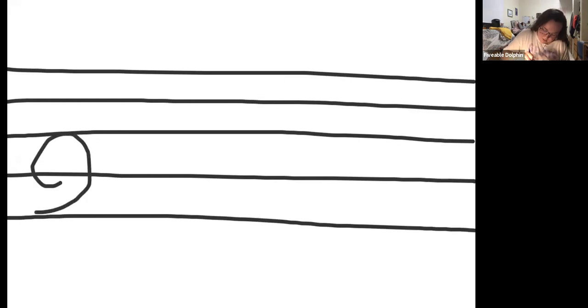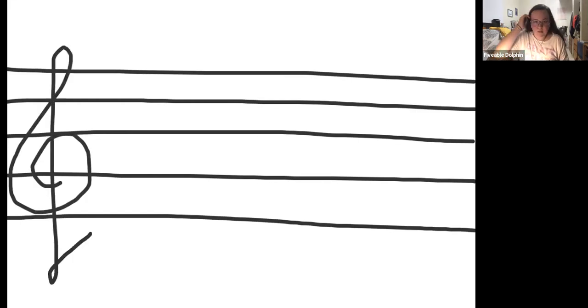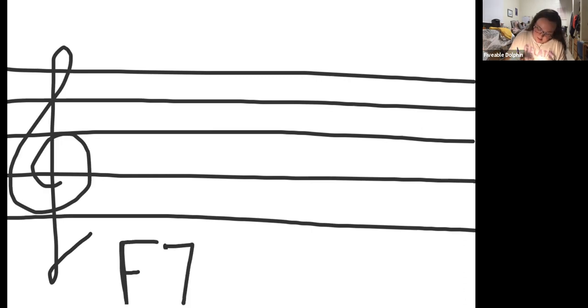And we'll do this one in treble clef. So this is going to be an F dominant 7th chord in first inversion. So the way that we would write this is F7, but not 7 actually, because it's in first inversion. So let me erase that. If it weren't an inversion, it would be just F7.